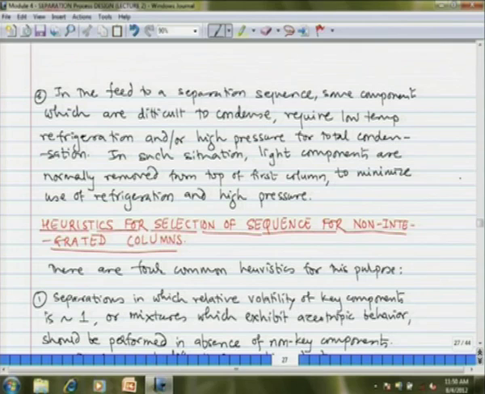Then, in the feed to a separation sequence, some components which are difficult to condense require low temperature or refrigeration or high pressure for total condensation. In such a situation, try to remove them as soon as possible. Try to remove them from the top of the first column itself, so as to minimize the cost of utilities, because the longer you keep them in the process, in every column you may require refrigeration or high pressure, which are expensive utilities. So, in order to limit the operating cost, you have to remove them as soon as possible.